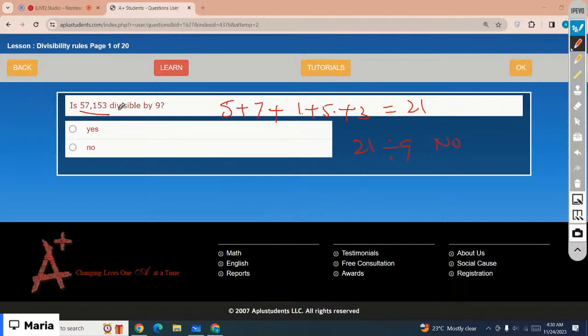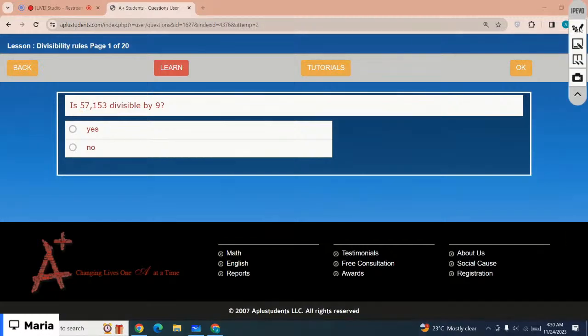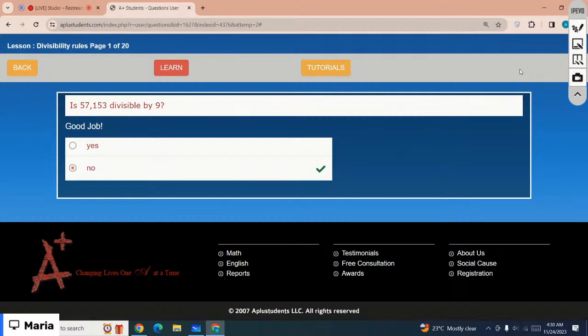The divisibility rule for 9 is, you can recall these divisibility rules, the sum of digits must be divisible by 9. So the correct option is no. This isn't divisible by 9. Is 57,153 divisible by 9? The correct option is no, right?